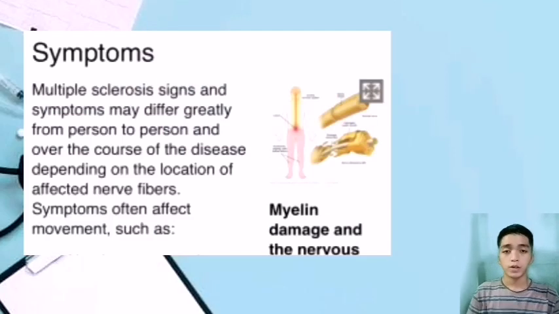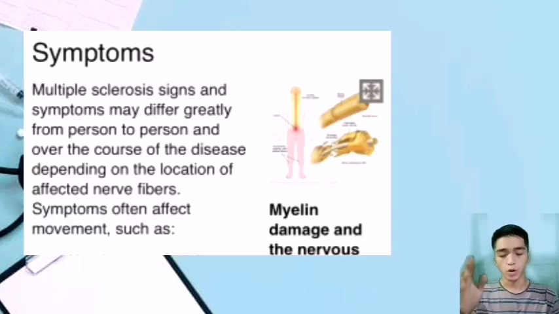So, for the symptoms of the multiple sclerosis, signs and symptoms may differ greatly from person to person and over the course of the disease depending on the locations of the affected nerve fiber. So, symptoms often affect movements such as the numbness or weakness in one or more limbs. So, that typically occurs on one side of your body at a time, or your legs and trunk.